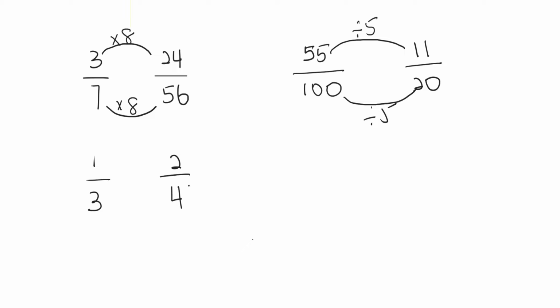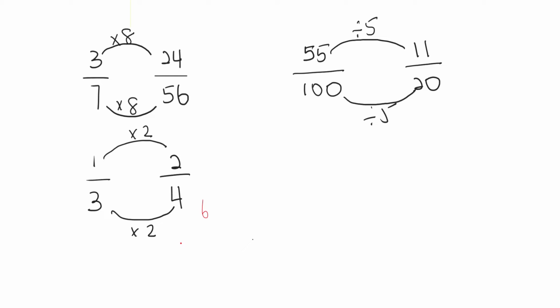And what about 1/3 to 2/4? Now here, if I multiply this by 2, I get 2. So here I also must multiply by 2. But here, when I multiply by 2, I end up with 6. So therefore, 1/3 is not equivalent to 2/4.